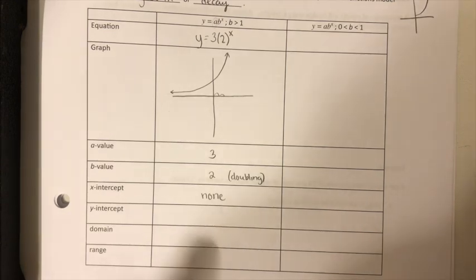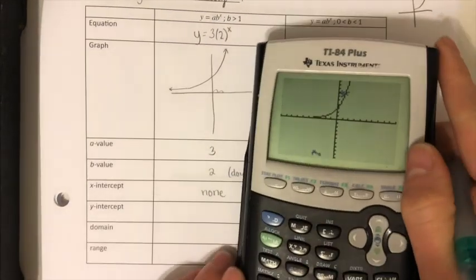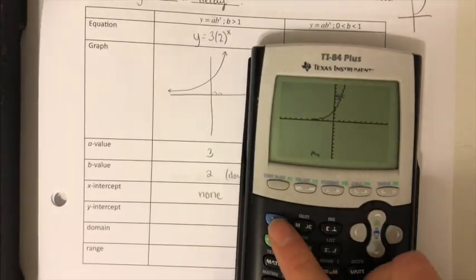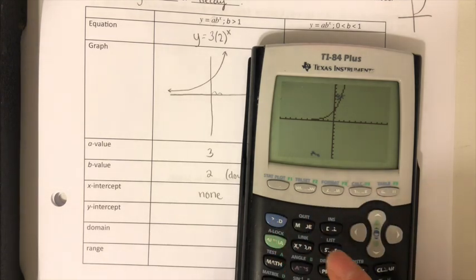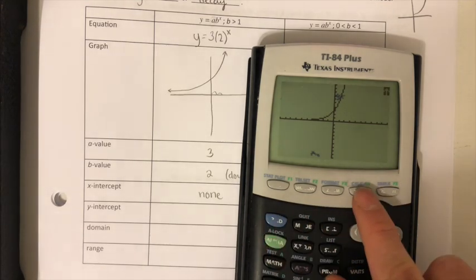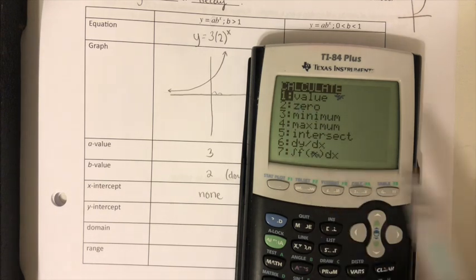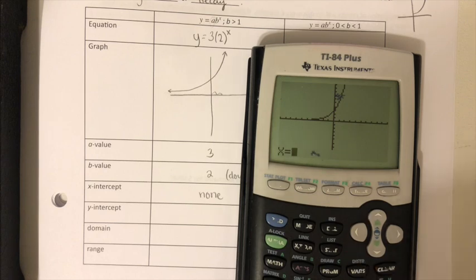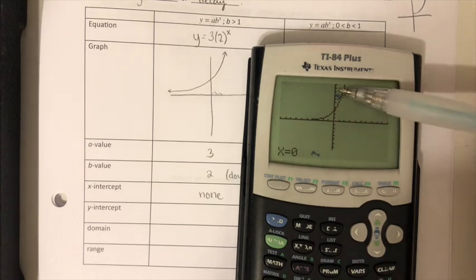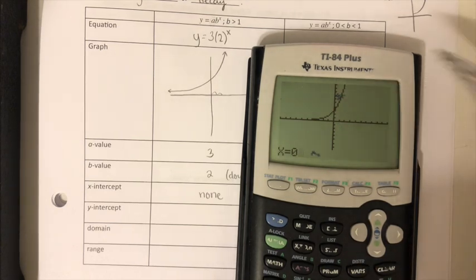For a y-intercept, I can do this on my graph. There's a few different ways to do it. If I go second calc, and I want to know the y value at a particular value of x, I'm going to hit number 1. And I'm going to say, okay, when x is equal to 0, that's going to be on that y-axis. Give me the y value. So that's 3.